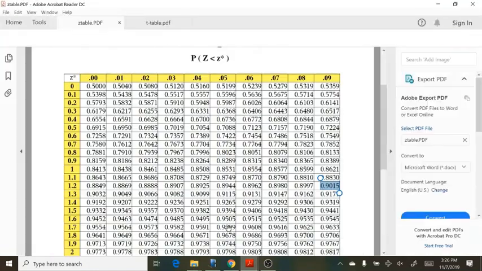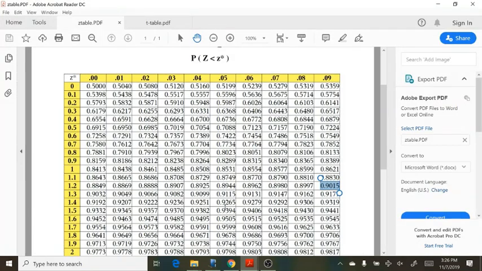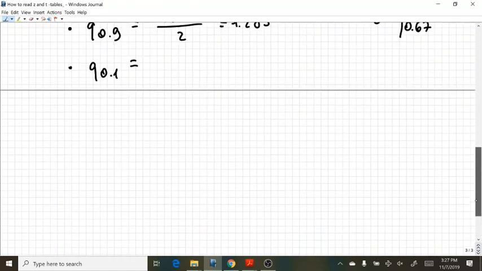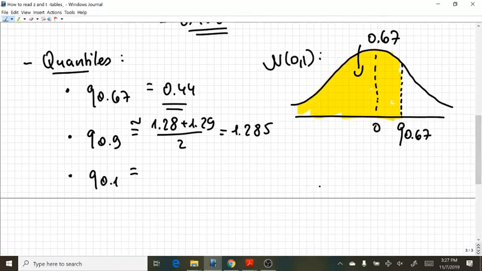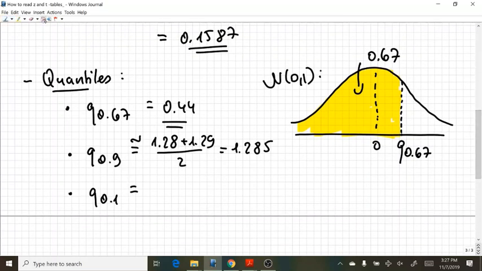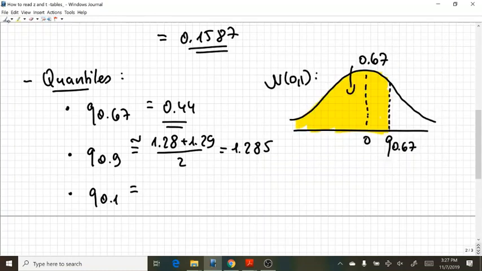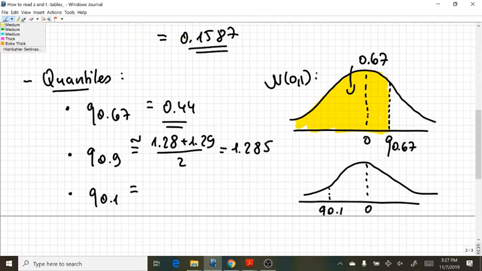Now, in a z-table, I only have probabilities that are greater than 0.5. How to find a quantile corresponding to a probability that is less than 0.5? Say the 0.1th quantile. What do I do? Let's draw the situation. I would like to find a quantile such that in this area, the yellow area, I have 0.1.